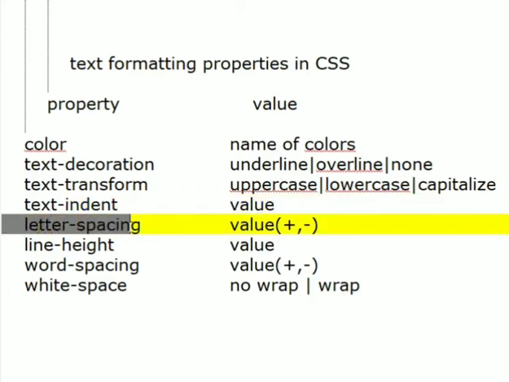Next one, letter spacing. If you want to apply spacing between the letters, you can use letter spacing. It uses values. You can use em, pixels or percent to apply the value for letter spacing. If you write that value with a plus or without any symbol, then it will apply the spacing. If you precede the value with a minus, then it will remove the spacing.